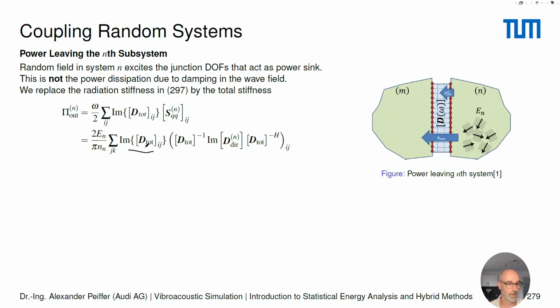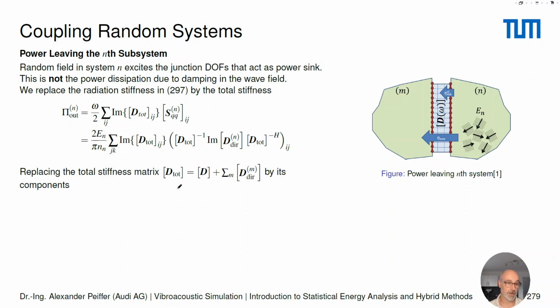This is also radiation stiffness, and here it's another matrix. However, this matrix can be formulated again in the original version, taking the stiffness matrix of the inner system plus all the connected radiation stiffnesses that are constituting this final total stiffness matrix.